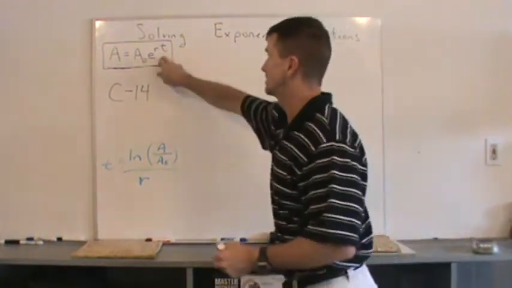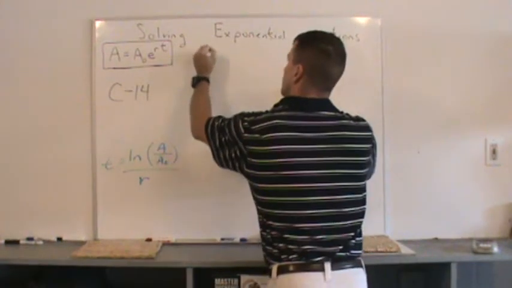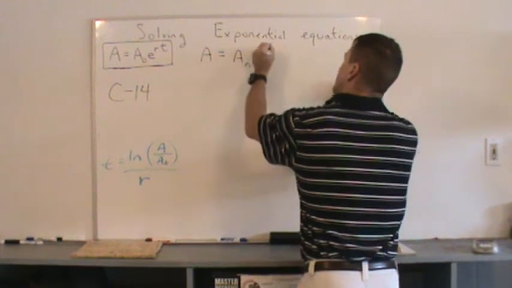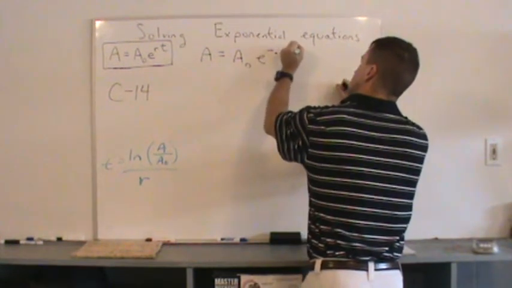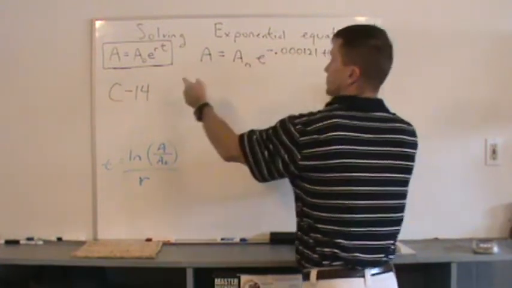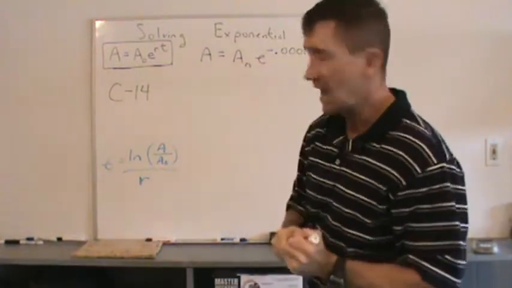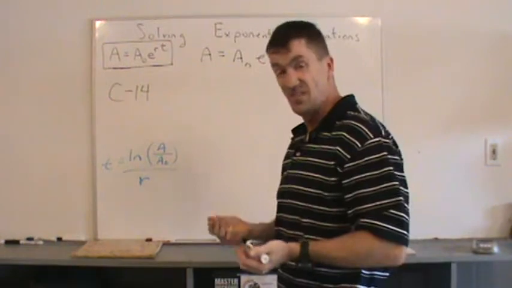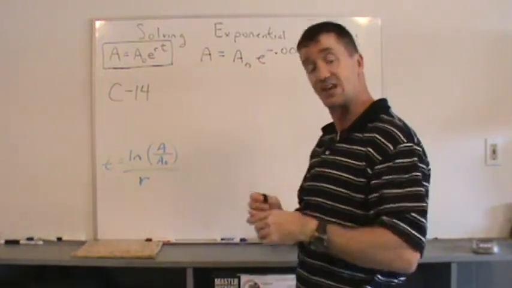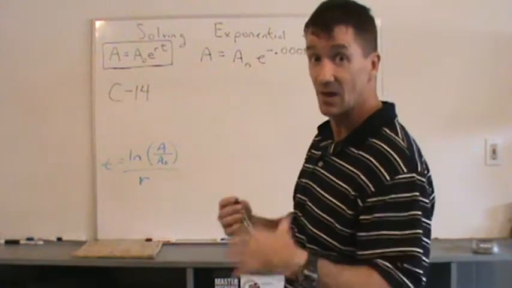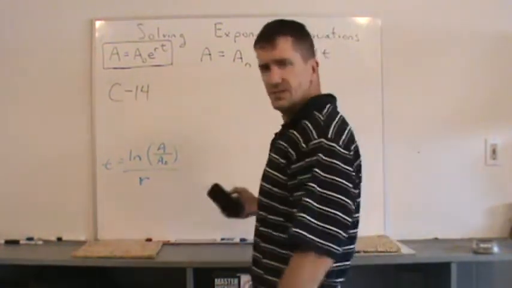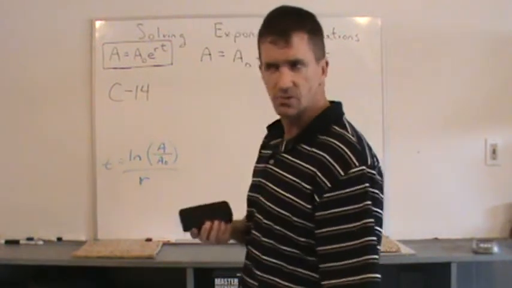So I'm going to rewrite this equation. Let's say that was given to you. e to the negative 0.000121. All right, this is for carbon-14. The half-life is about 5,700 years for carbon-14. That's how long it takes for it to reduce to or decay to half its original amount. And this is a dating method that's used to date artifacts.